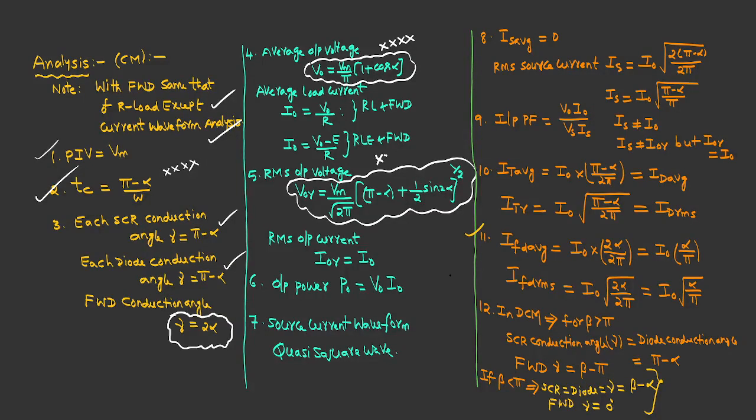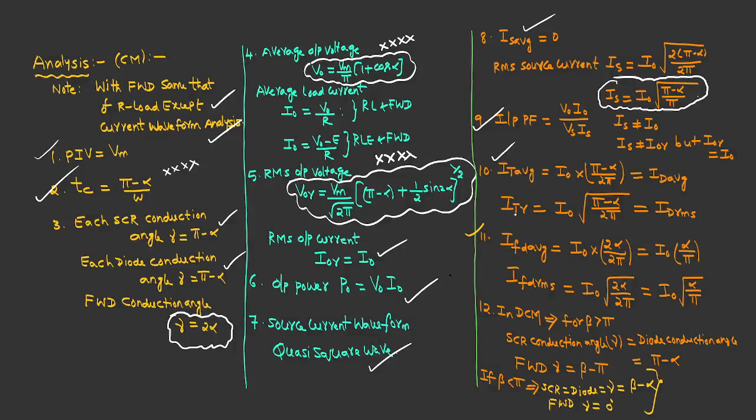What is the RMS output voltage, friends? Vm by root 2 pi into pi minus alpha plus 1 by 2 sin 2 alpha, whole to the power of 1 by 2. RMS current is equal to average load current because it is continuous mode. Wherever the continuous mode is there, RMS current and average current are equal. This is output power V0 into I0, students. Source current waveform is a quasi square wave. Then average source current is 0. For a quasi square wave, this is the formula for RMS source current and input power factor.